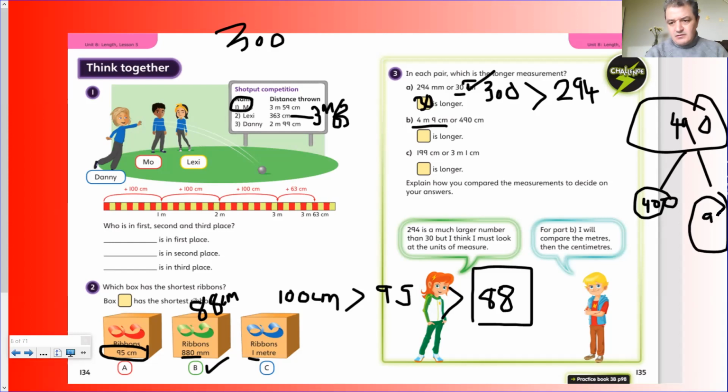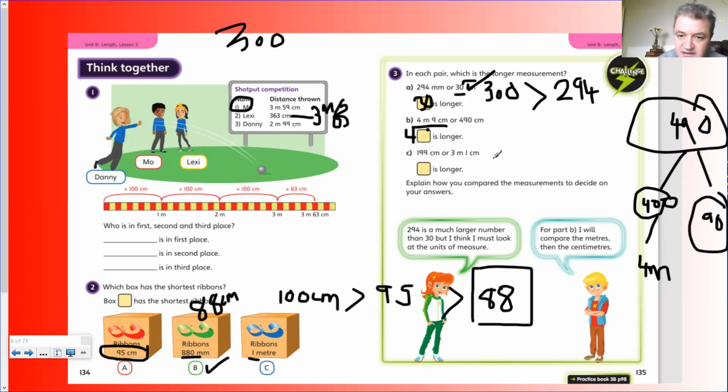Now, what's that 400 centimeters equivalent to? We know 100 centimeters is 1 meter. Therefore, this measurement is 4 meters, 90 centimeters. They've both got 4 meters in, but this one has got 90 centimeters. This has got 9 centimeters. This is all about place value. So this 9 is in centimeters, and this is 9 tens of centimeters. So therefore, 4 meters 90 is longer than 4 meters 9.